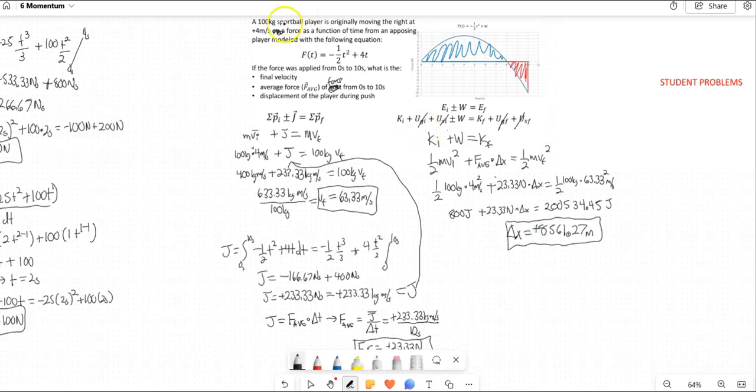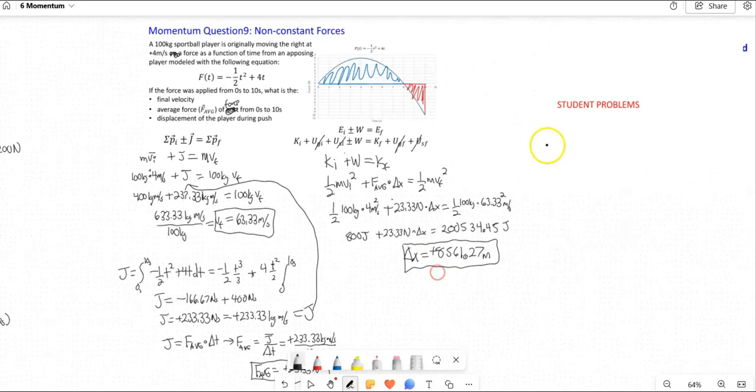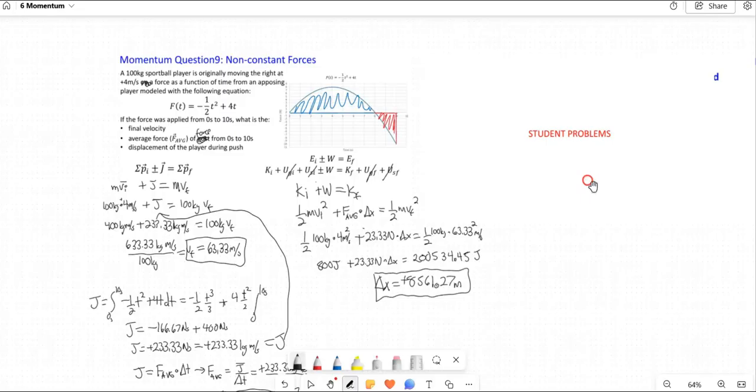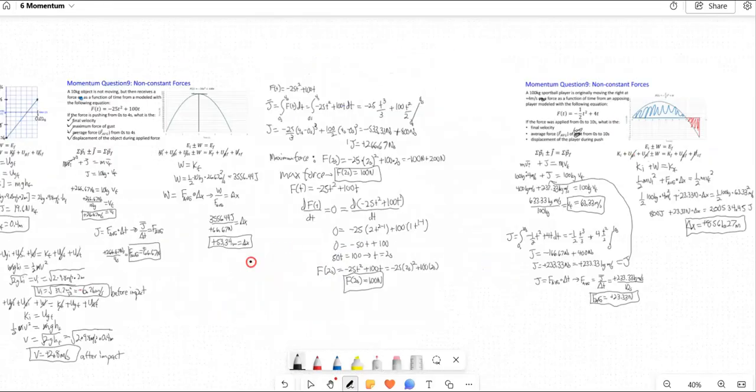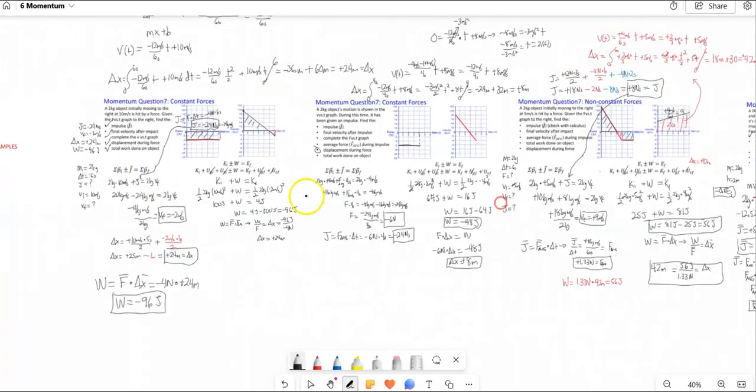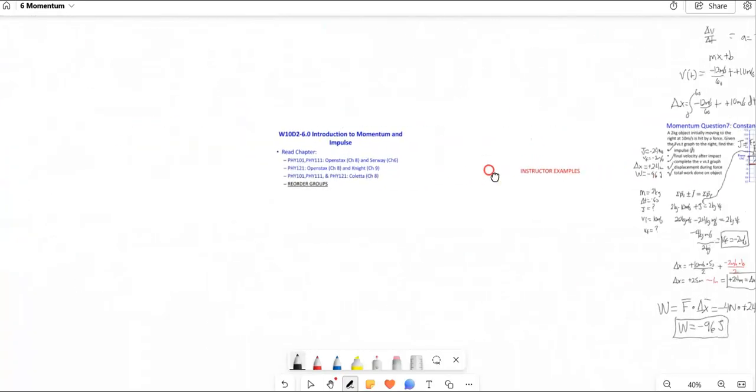Maybe I'm going to switch the theme of this to, I don't know, a car driving. Anyways, a cart driving. That is examples of how to do impulse problems for 6.0 Introduction Momentum Impulse.